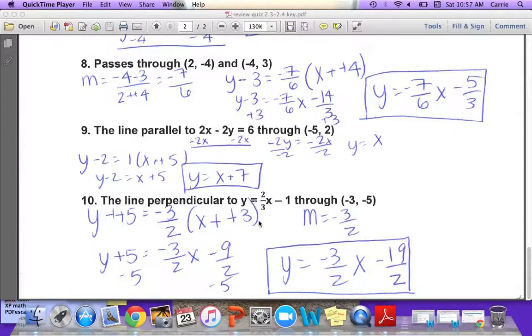And for 10, we have 2/3. Our new slope will be negative 3/2, because they have to be negative reciprocals of each other. So we plug that in and solve it out for y.